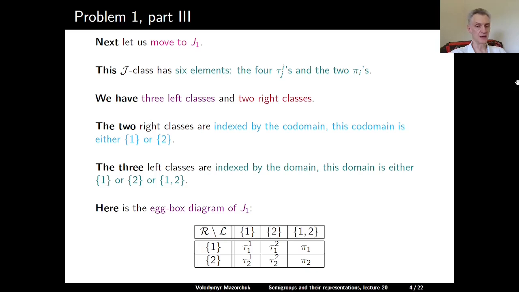So the left class, which corresponds to the domain {1}, consists of tau_11 and tau_12. The left class, which corresponds to the domain {2}, consists of tau_21 and tau_22. And finally, the left class, which corresponds to the domain {1, 2}, consists of pi_1 and pi_2. The right class, which corresponds to the codomain 1, consists of tau_11, tau_21, and pi_1. And the right class, which corresponds to the codomain 2, consists of tau_12, tau_22, and pi_2.